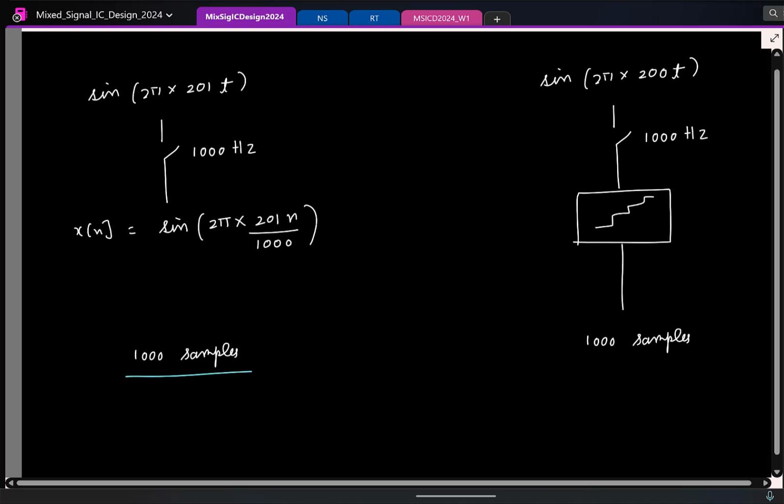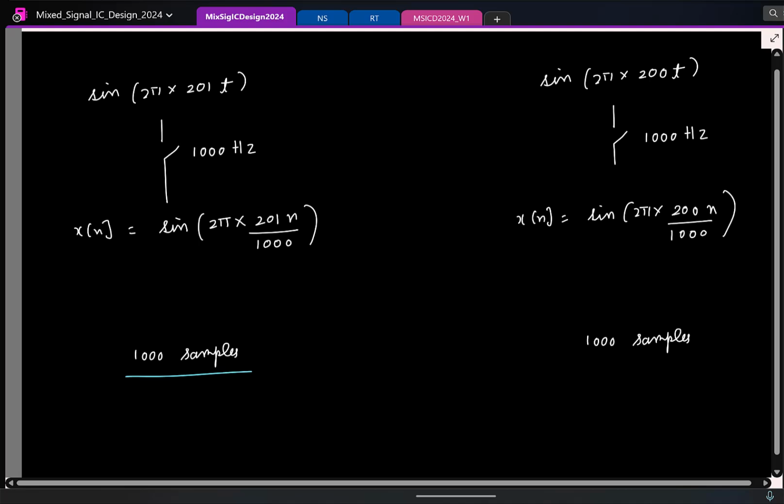Right? So let's do the same thing here. If I do that here, what do I get as a discrete time sequence? Sine of 2 pi 200 into n by 1000. This is basically n by 5. What is the periodicity of this one? It's periodic with just 5 samples.